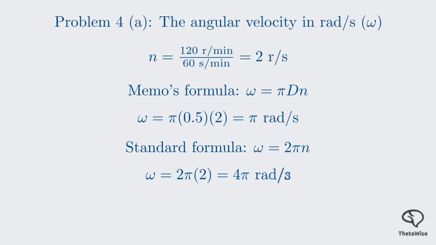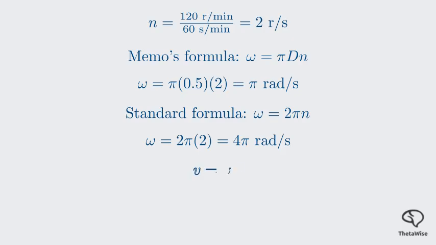This does not match the memo's answer. The formula omega equals pi d n is not a standard physics equation. The standard formula is omega equals 2 pi n. Let's re-examine the derivation. We know that v equals omega r and v equals 2 pi r n. If we set them equal, omega r equals 2 pi r n. Dividing by r gives omega equals 2 pi n.